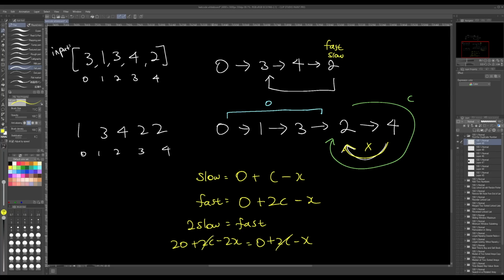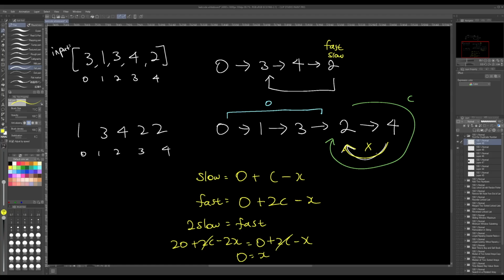We can cancel out the C's here, and then we can take the X, move it to the right side. That's going to give us an X. And then we can take O, move it to the left, and that's going to give us an O. And there you go. That's the proof, where the onset is equivalent to the distance between the intersection and the start of the cycle.